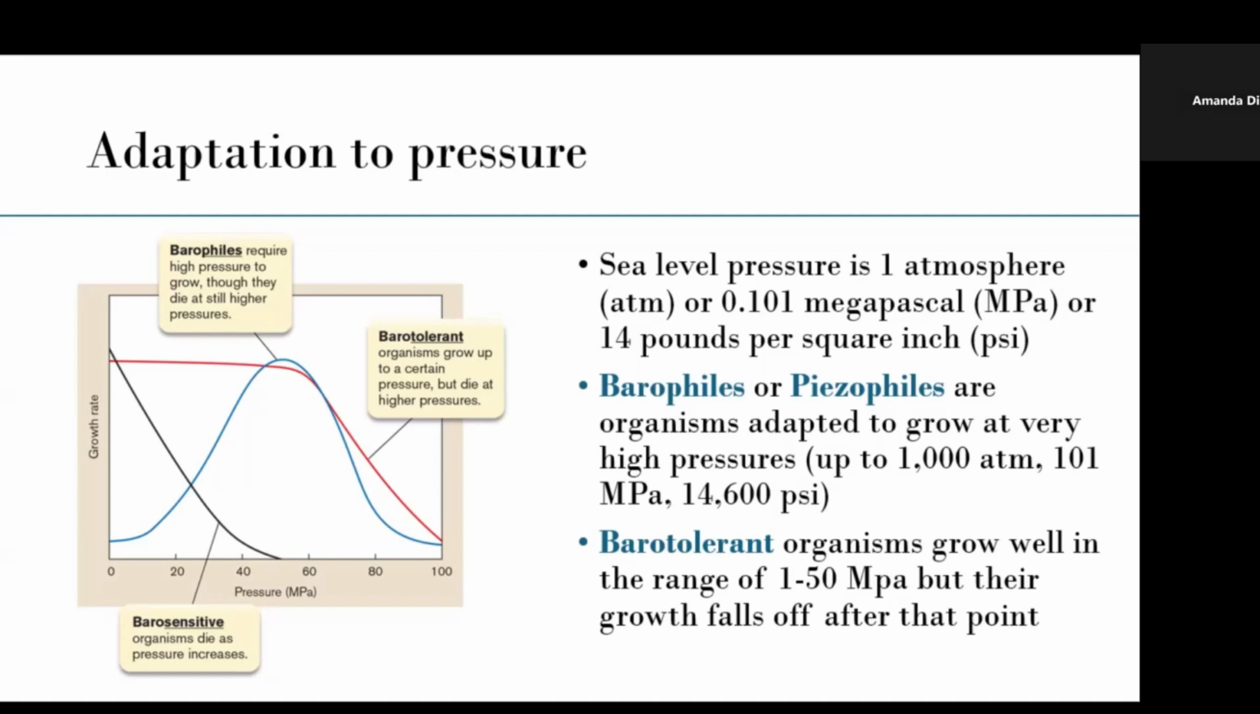All right. A lot of times you'll see these barophiles or barotolerant organisms at the bottom of the ocean near the deep sea vents where it's also very, very, very hot. So you'll see hyperthermophiles and barophiles in the same area. Often they're the same organism.